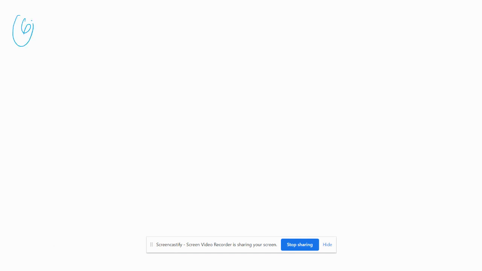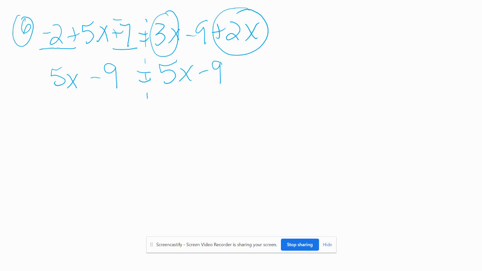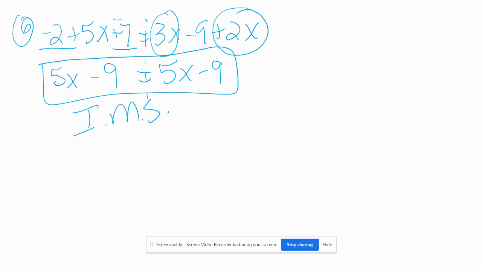All righty, number 6. Wow, there's a lot going on here. I'm going to start with some like terms stuff here. We've got like terms over here, so we have 5x. Negative 2 plus negative 7 is negative 9. On the right side, I have 3x plus 2x is 5x. And then we have the minus 9. Oh, well, look at that, they're the exact same equation. So since they are the exact same equation, we have infinitely many solutions.